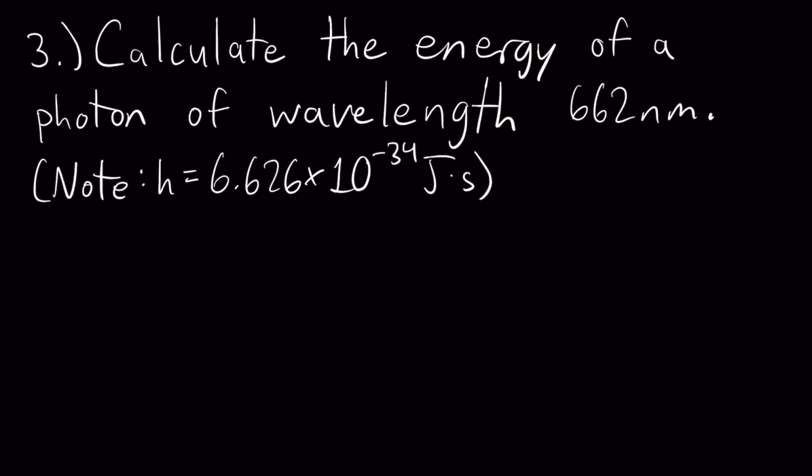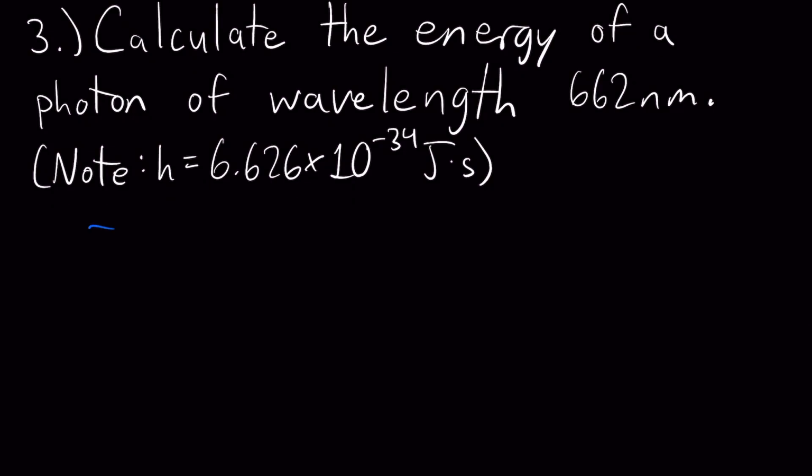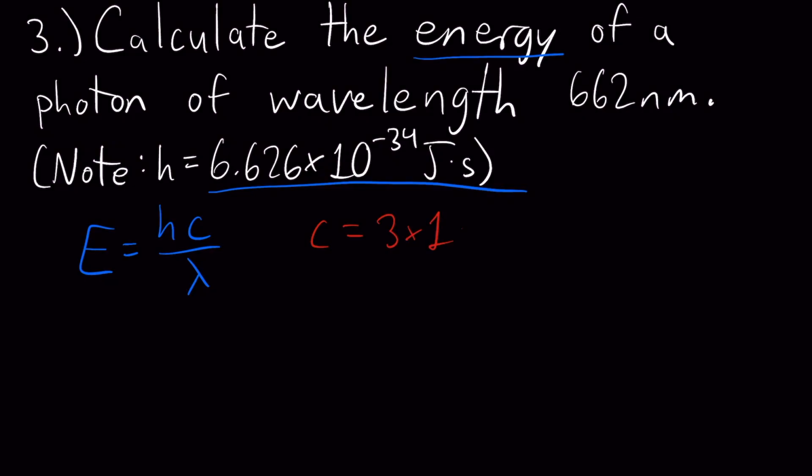All right, here's the final problem. This one's pretty simple. Number 3: calculate the energy of a photon of wavelength 662 nanometers. Same formula as before. E is energy, right? So we're calculating the energy. We want to relate it to wavelength, so we got hc over wavelength. H is Planck's constant. C is going to be our speed of light, which is 3 times 10 to the 8th meters per second.